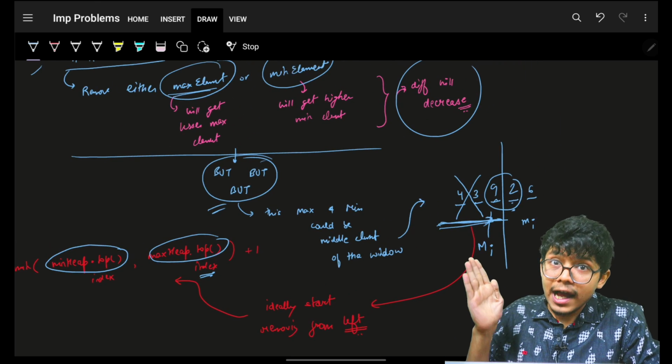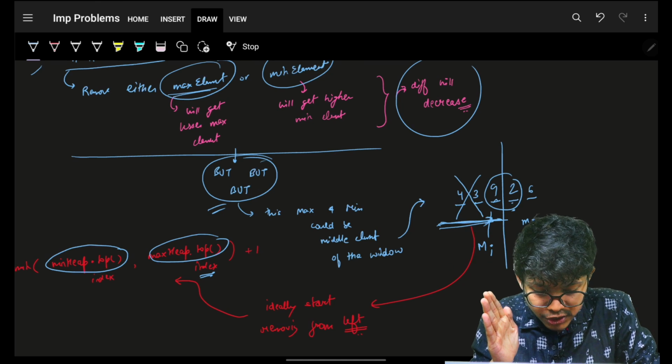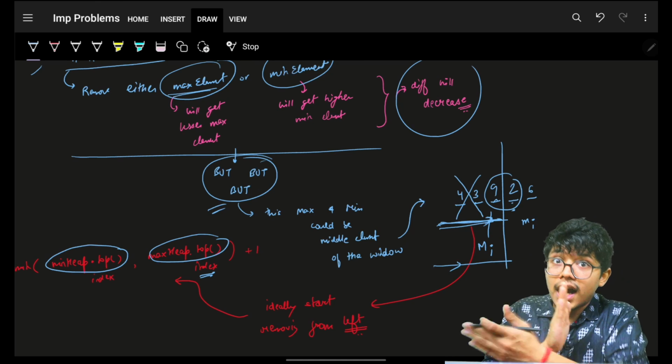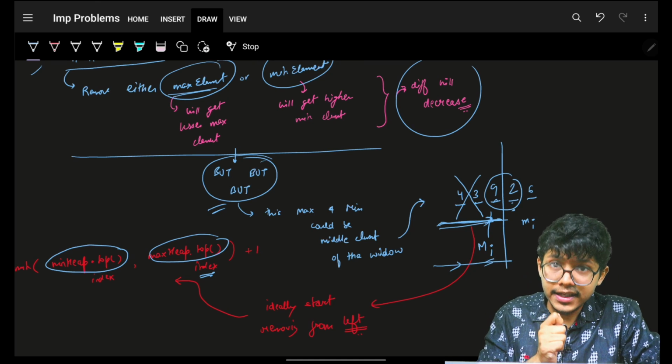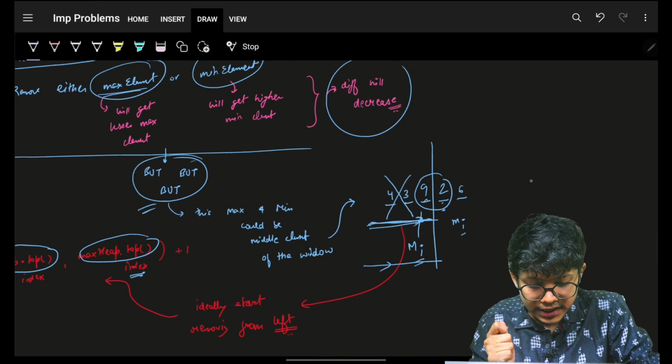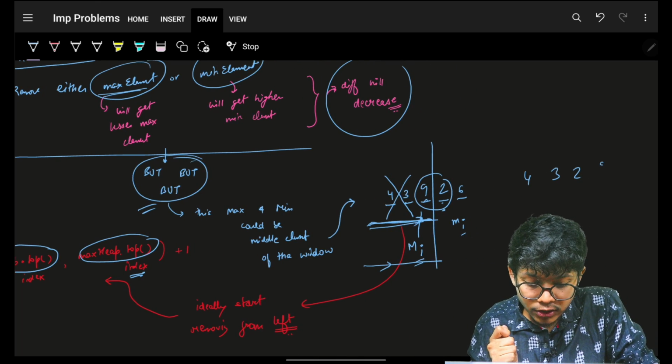I know that I have to keep on shifting again. I have to keep on shifting until I discard either my max index or my min index. And I showed this because it could have also happened that 4, 3, 2, 9, 6.